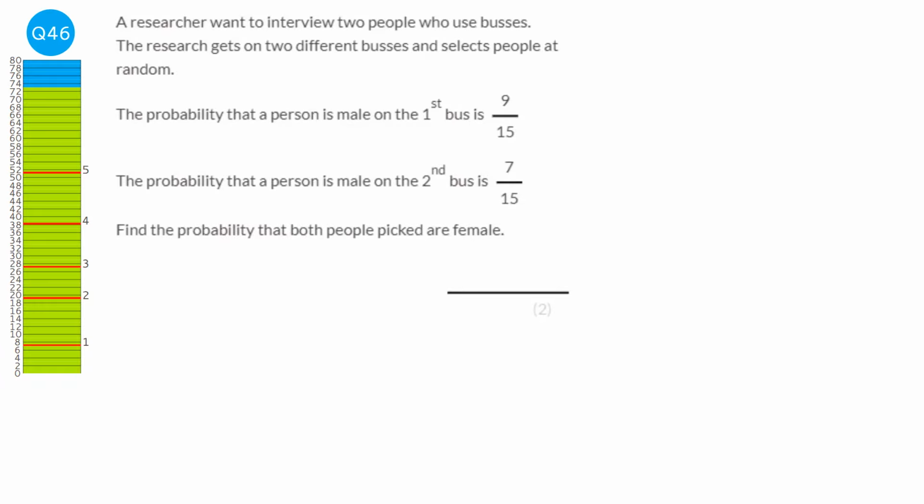There are a few different ways you could answer this question. I'm going to do it with a tree diagram, but you didn't need to draw a tree diagram to answer this question. So we've got our first tree, which is our first bus, and the choices are male and female. And we've got our second kind of branch, I suppose, and it's still male and female.